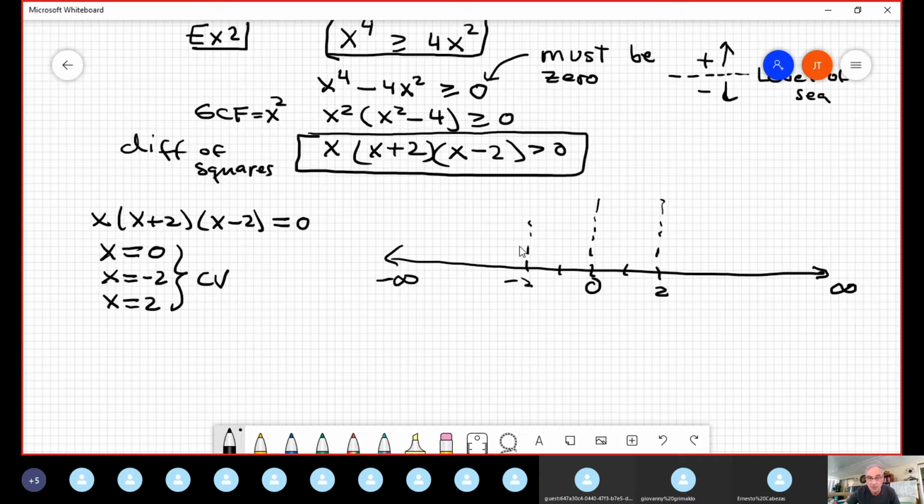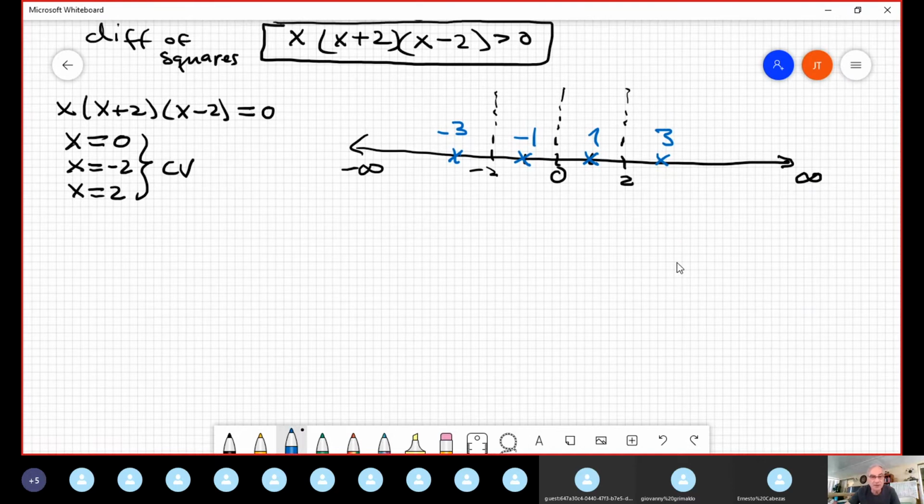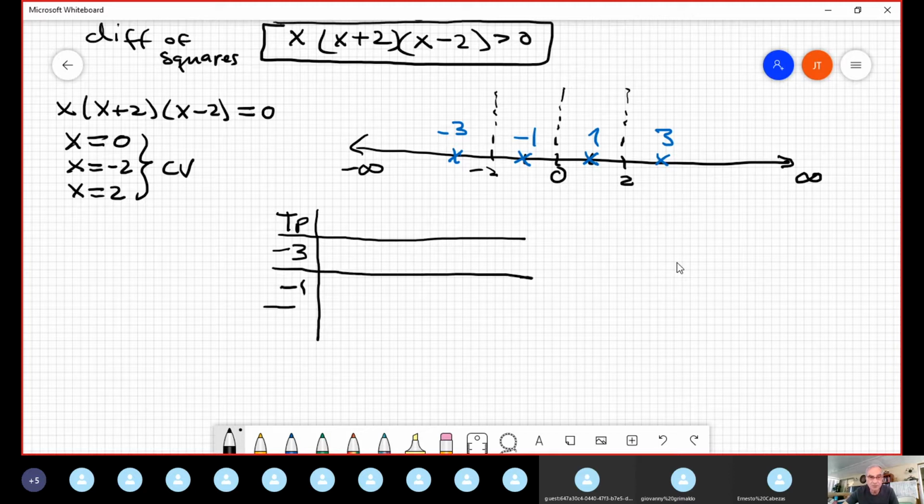-2, partition. Okay, now in blue color, I select testing points. Actually, we have 1, 2, 3, and 4 intervals. One good testing point is -3, another is -1, another is +1, another is +3. And regardless of the testing point that you select, the answer stays the same. Testing points, table: -3, -1, +1, +3.